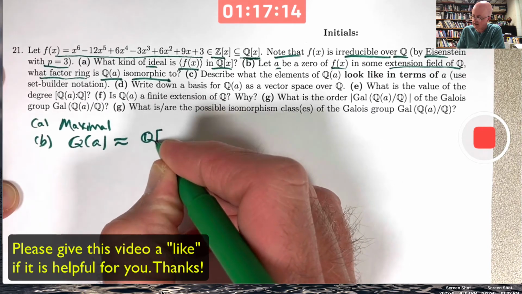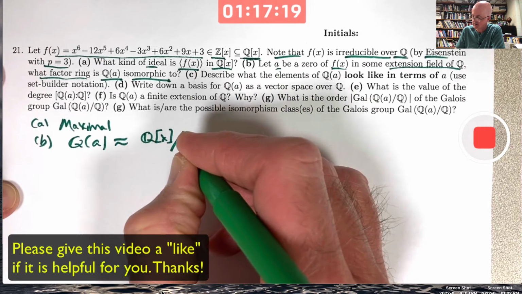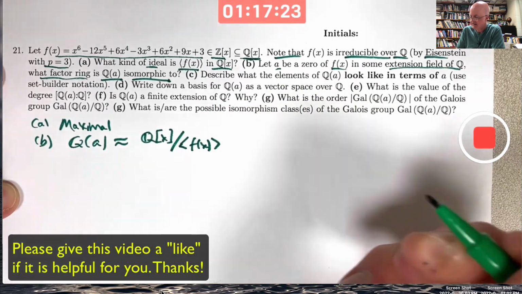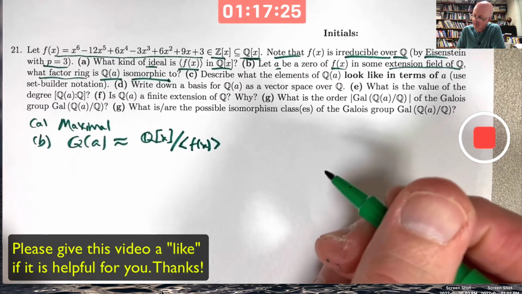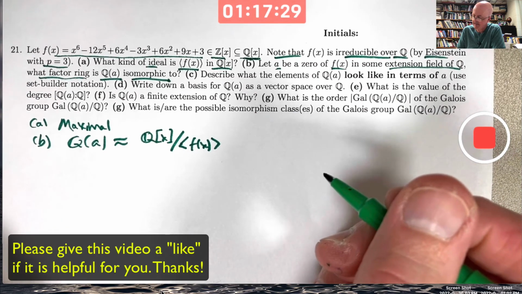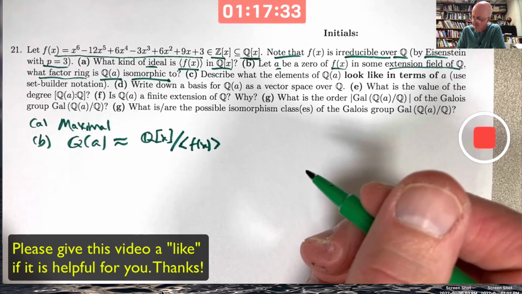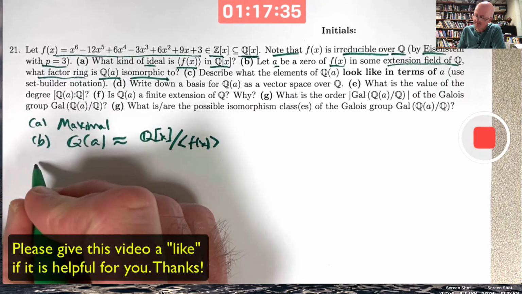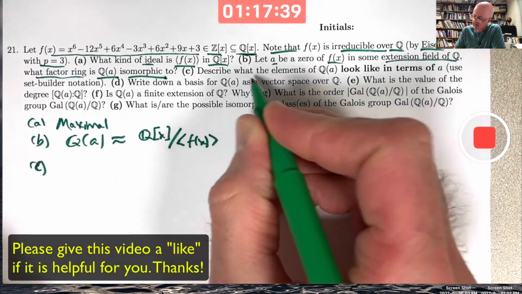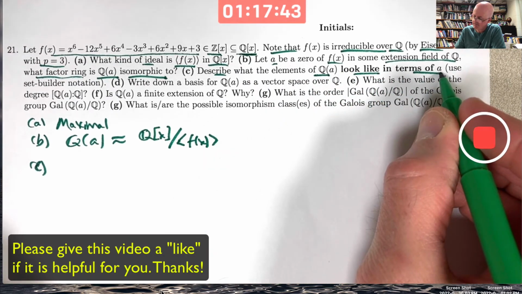Take the polynomial ring Qx and mod by the ideal. The principal ideal generated by this irreducible polynomial, that essentially is in the proof of Kronecker's theorem, fundamental theorem of field theory. It's also just a fact you could say in general. C, describe what the elements of Q of A look like in terms of A.